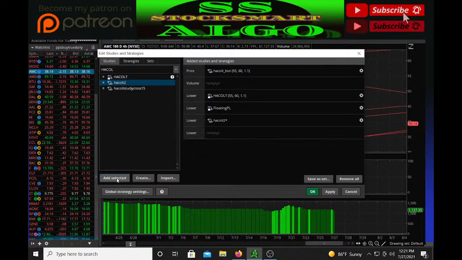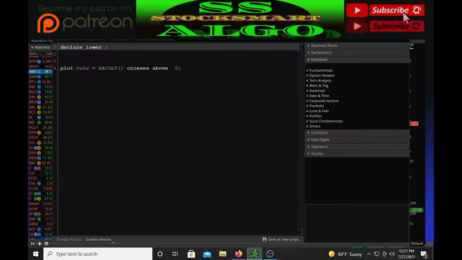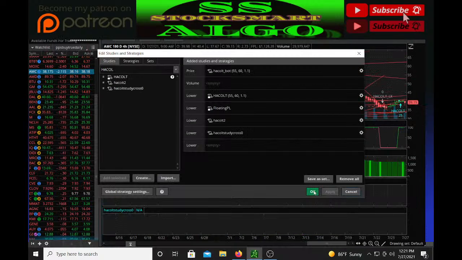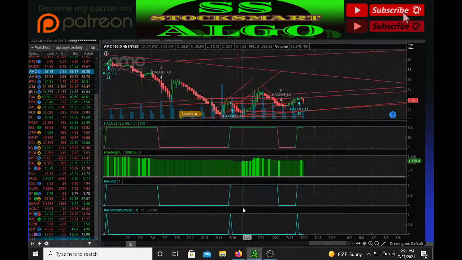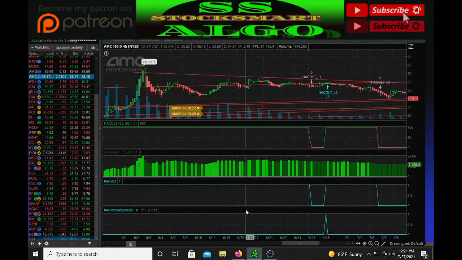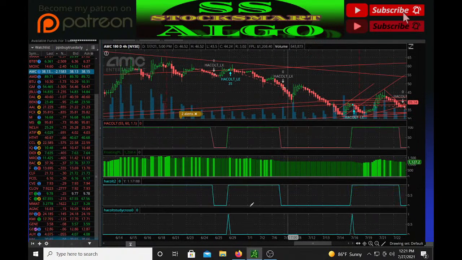Let's check our HA Colt 2 and our HA Colt study cross 15. I do believe it's been changed to 0. Yes, it has. So HA Colt cross 0. And we'll hit apply. Okay. All right. So now we get our HA Colt, and instead of getting this bar, we get a spike.